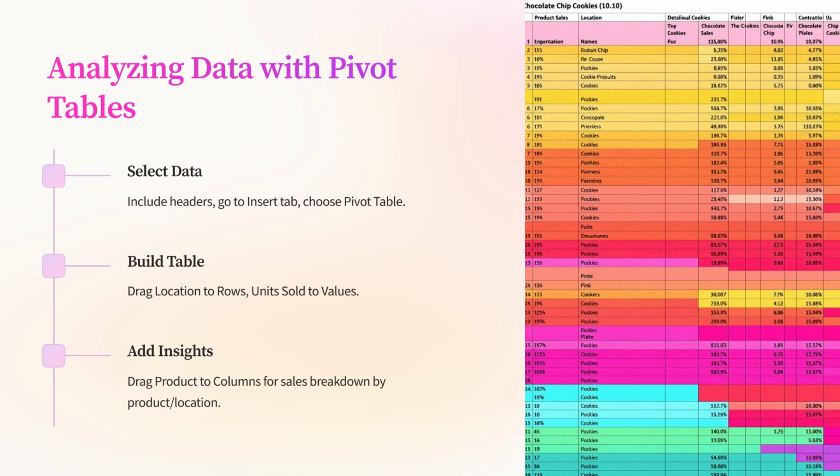1. Select your data, include headers, then go to the Insert tab and choose Pivot Table. 2. Build your table. Drag location to the rows area and units sold to the values area. This shows the total units sold per location. 3. Add insights. Drag product to columns for a breakdown of sales by product and location. The AI highlights key trends, like which products perform best or worst. In one example, it pointed out that chocolate chip cookies outsold oatmeal raisin, with snickerdoodles trailing as the least popular.